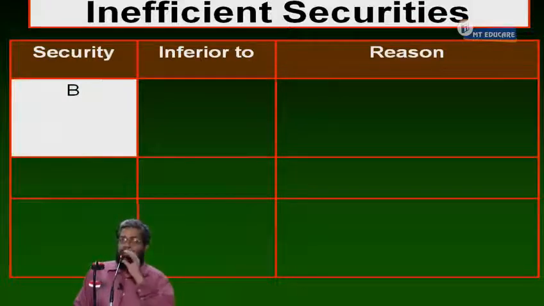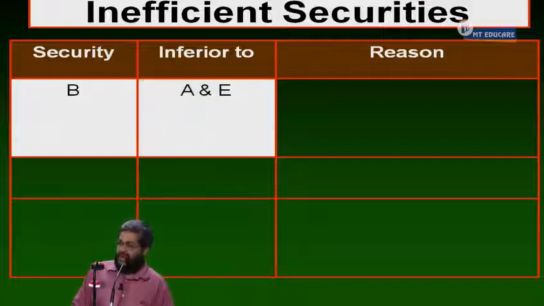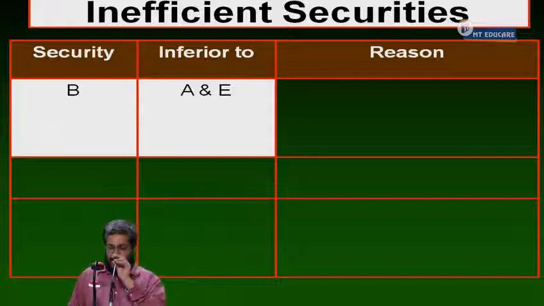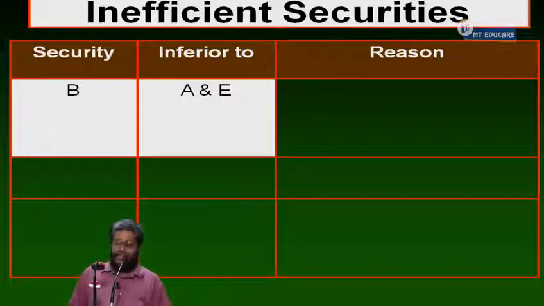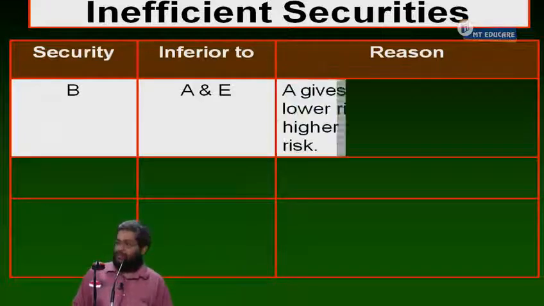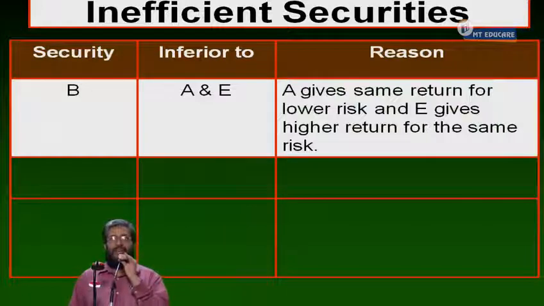Security B. Inferior to, please answer me, inferior to what? A and E. Inferior to A and E. Can you tell me the reason why it is inferior to A and E? A gives same return for lower risk. Then E gives higher return for same risk. Write down: A gives same return for lower risk. You have to state the reason in the examination, because it's only an observation problem now.